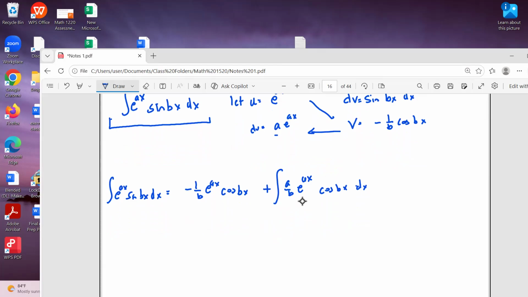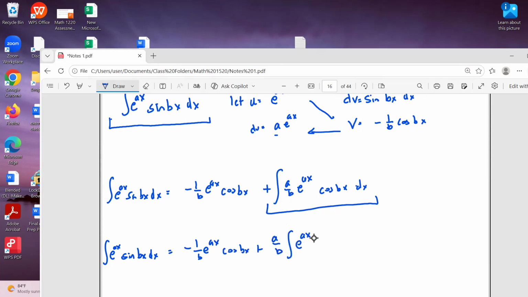It is not unusual in integration by parts that you will have to do integration by parts more than one time. It's a thing that happens. So I'm going to have to do this again on this piece in here. So we have the integral of e to the ax sine of bx dx is equal to negative 1 over b e to the ax cosine bx plus, I'm going to go ahead and pull this a over b out for a moment here. So it's a over b, and here we have the integral e to the ax cosine bx dx.